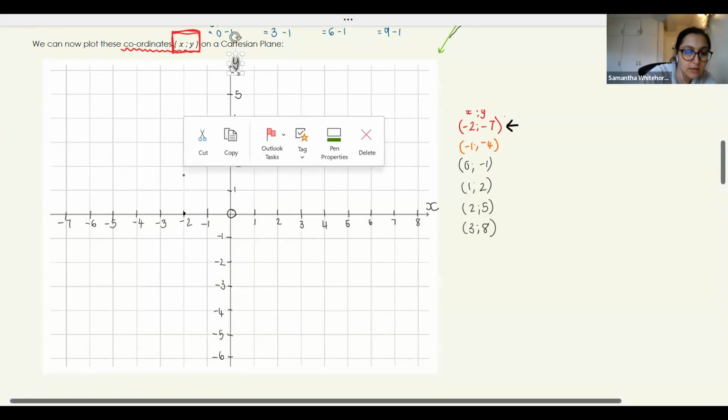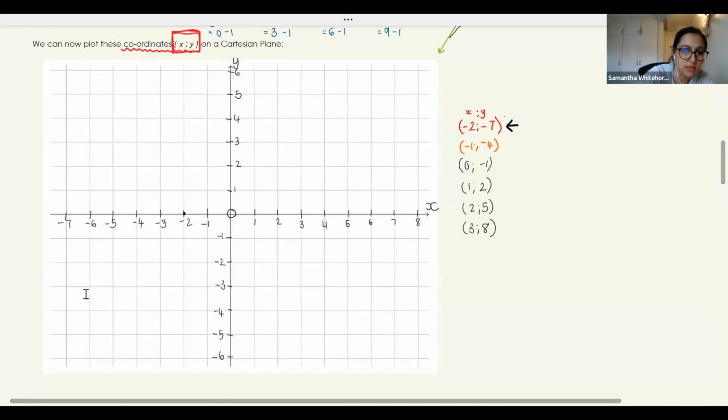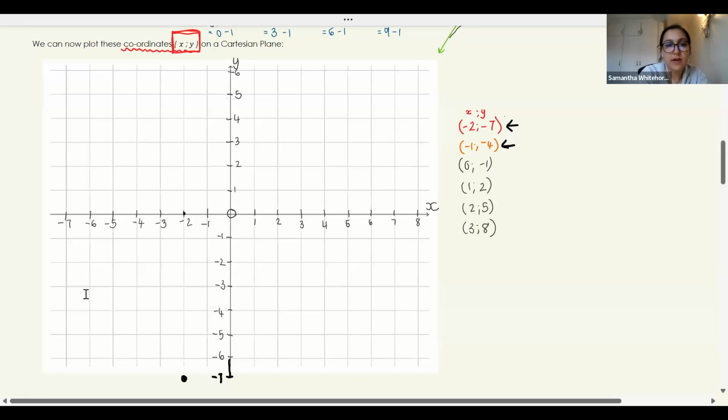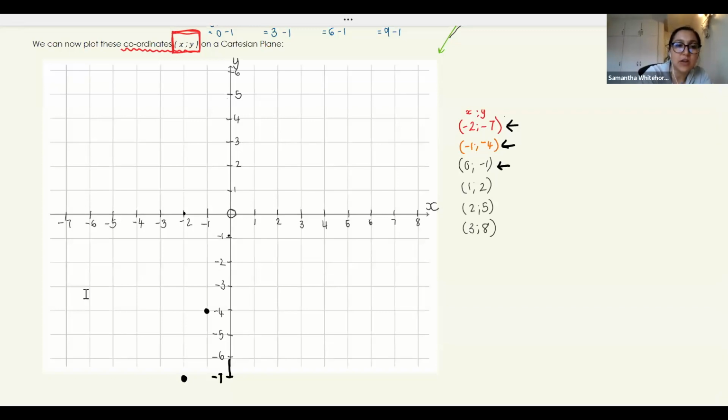Let's try that again. All right, -7, and I can go and plot my point. So there is my first point of -2, -7. I then plot my second point, -1, -4. So x is -1, go down to where y is -4, and I plot my point. And I keep doing this with all of my points until I've plotted all 6 of them.